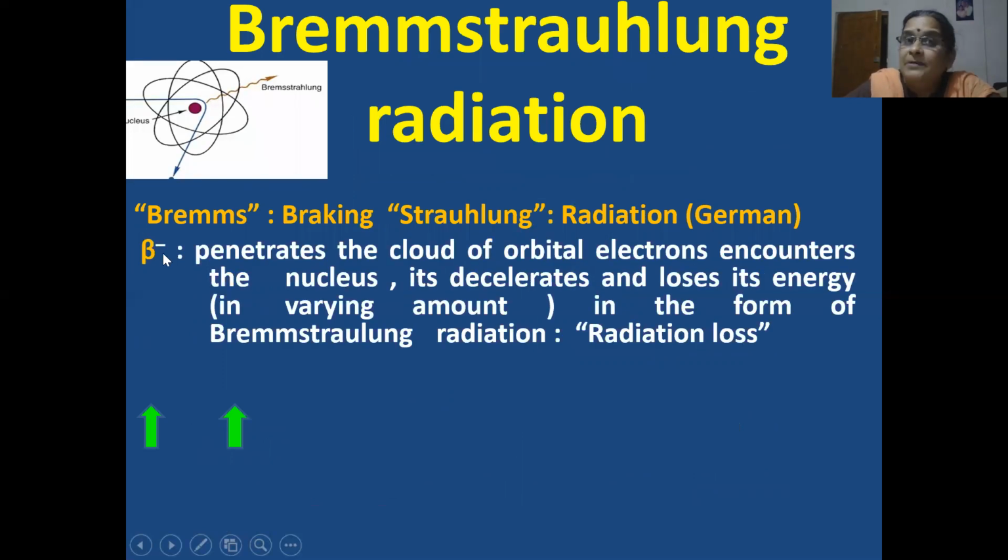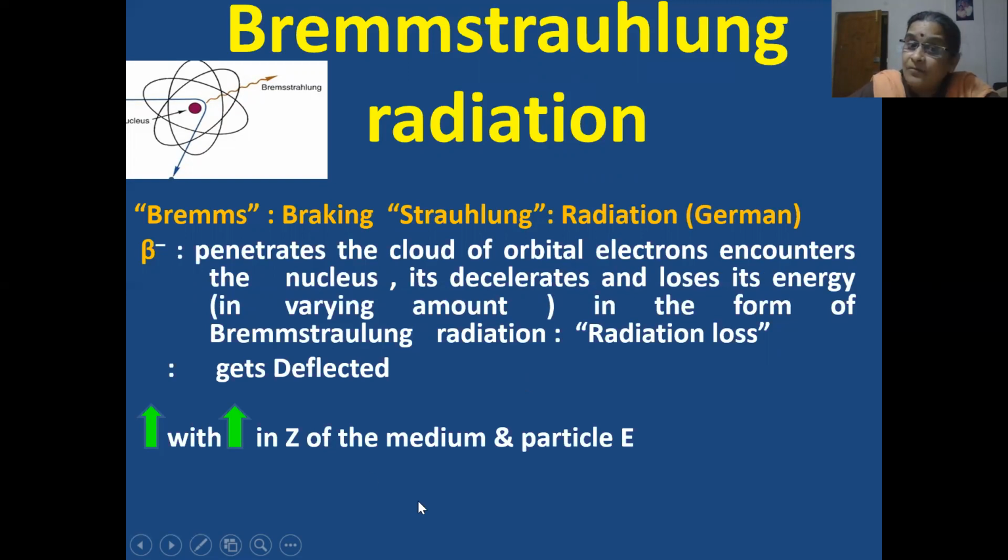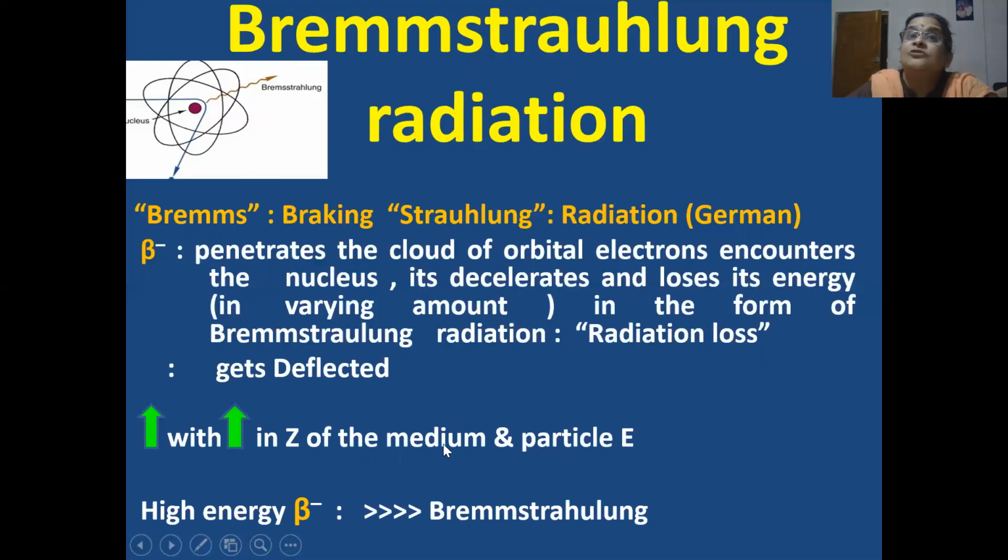Beta minus radiations, mostly, penetrate the cloud of the orbital electrons, encounter the nucleus, decelerate and lose their energy in varying amounts in the form of Bremsstrahlung radiation. They get deflected because of the attraction towards the positively charged nucleus. These Bremsstrahlung radiations increase with the increase in the atomic number of the medium and the particle energy. That means high energy betas can produce more and more Bremsstrahlung radiation.